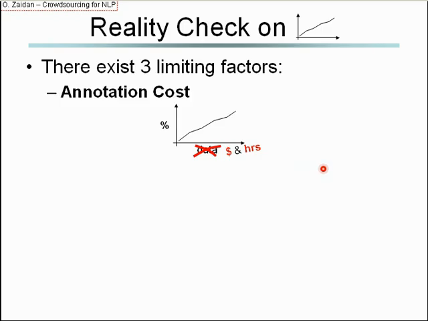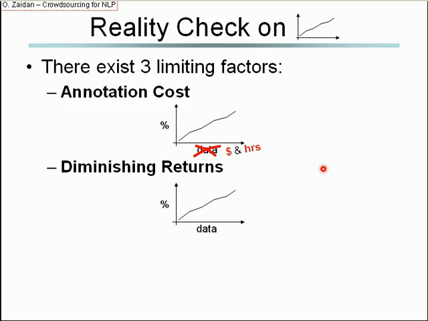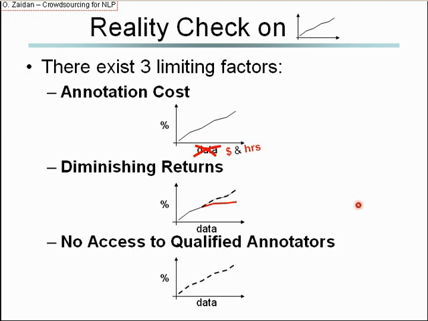Another limiting factor is diminishing returns. So many learning curves actually look something like this, where they basically start to plateau at a certain point, after which adding more data to the training set doesn't help you that much, or maybe doesn't help you at all. And a third limiting factor is not having access to qualified annotators. In NLP applications, some of the annotation tasks might require specific linguistic skills, and you may not have access to annotators who possess those skills. And so what that would mean is that your data collection effort may not even get started.